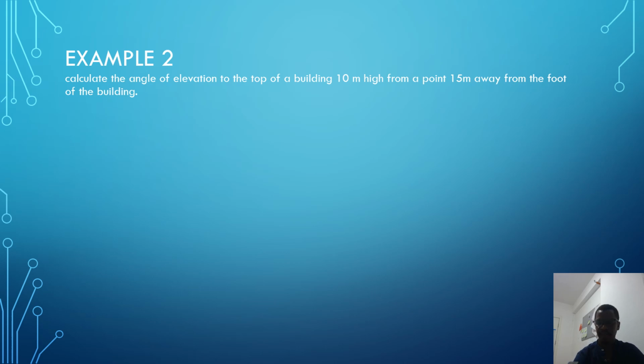Let's look at example 2. In this example, they're saying calculate the angle of elevation to the top of a building 10 meters high from a point 15 meters away from the foot.